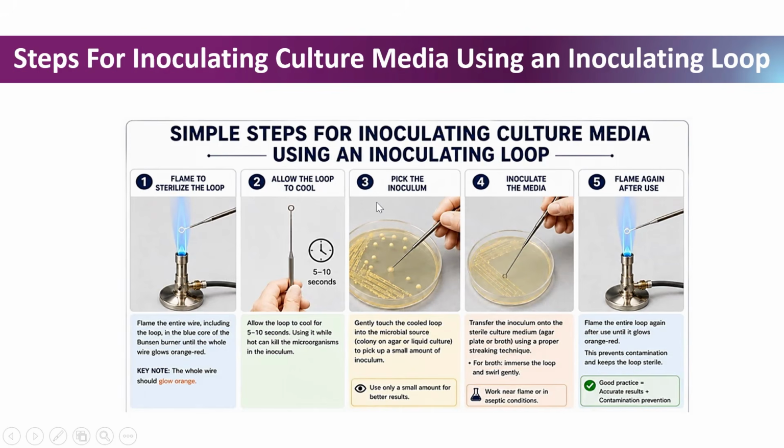The next step is to gently touch the cold loop into the microbial source to pick a small amount of the inoculum. Once we are done with it, we inoculate the media using a proper streaking technique. In doing this, we must make sure that we work near the flame or in a biosafety cabinet to prevent contamination. Once we are done with this, we flame the inoculating loop again to prevent contamination and to keep the loop sterile.